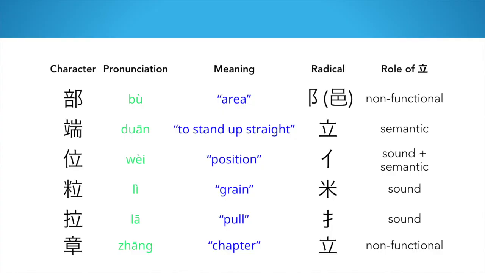Notice that 立字旁, while it does appear on the list of radicals, is only a radical in 2 of these characters, namely in duan and zhang. In duan, it's giving a meaning, while in zhang, it's actually a non-functional component. It also appears in wei, giving both a sound and a meaning, but there it's not a radical.